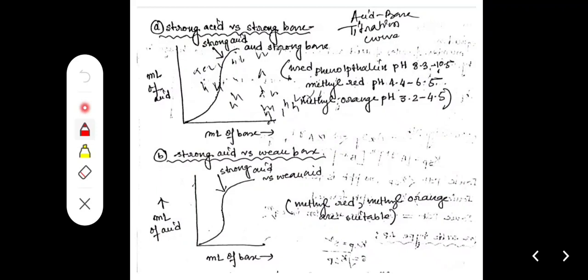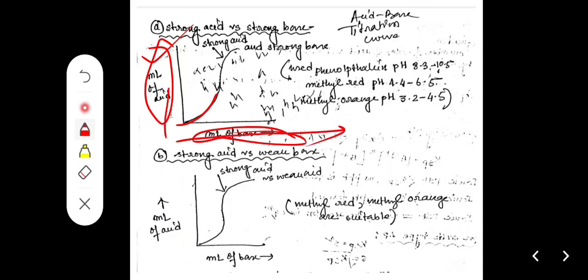Now for pH metric acid base titration curves, some curves are given. The first one is strong acid versus strong base, for example HCl versus NaOH. Suppose ml of acid is on the y-axis and ml of base on the x-axis. As the amount of base increases in the x direction, the amount of acid to be neutralized increases in the y-axis. After a certain point, neutralization occurs.